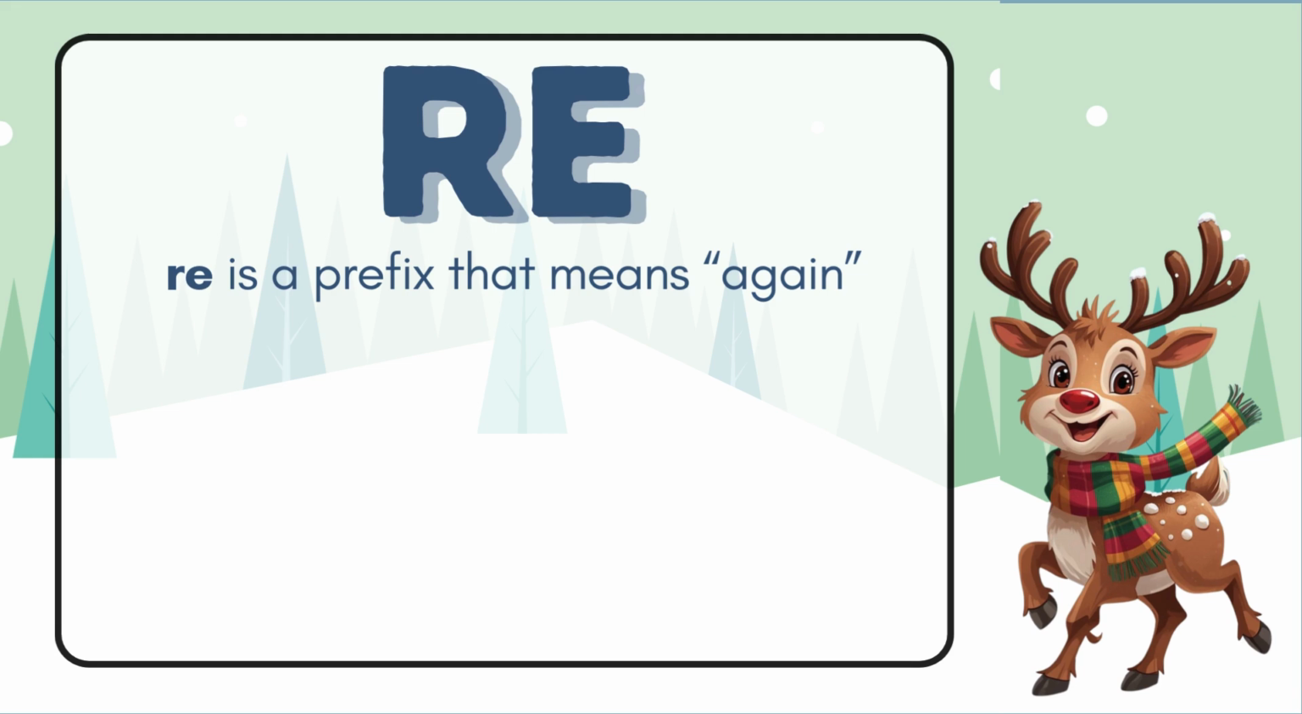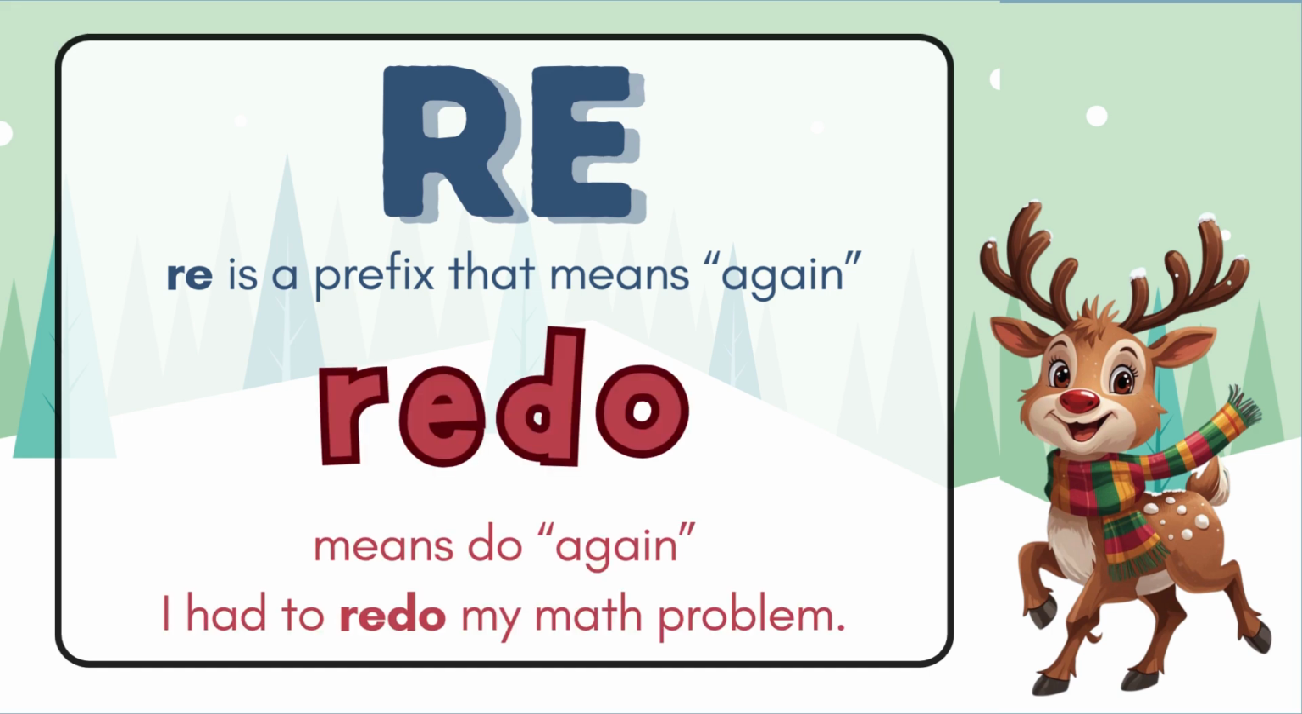The next prefix we're looking at is re. Re is a prefix that means again. Read that with me. Re is a prefix that means again. An example word might be redo. Redo means do again. I had to redo my math problem. Can you read that with me? Redo means do again. I had to redo my math problem. Because re means again, redo meant do again.